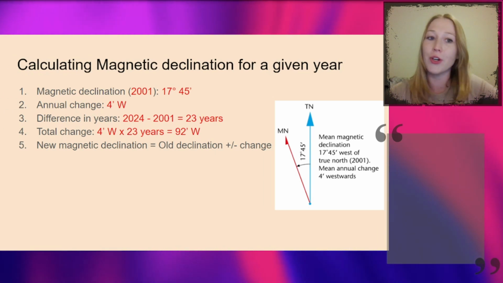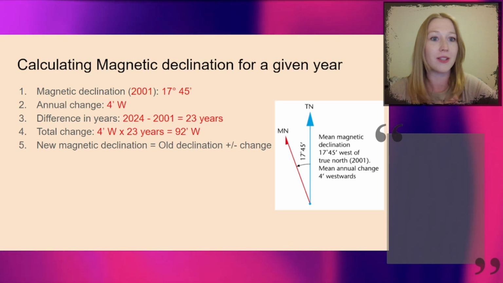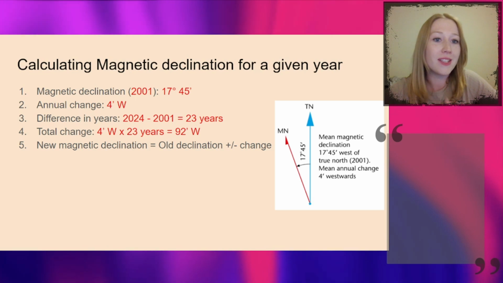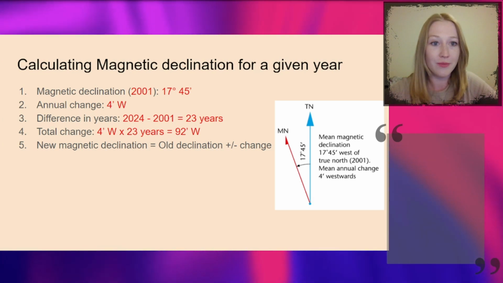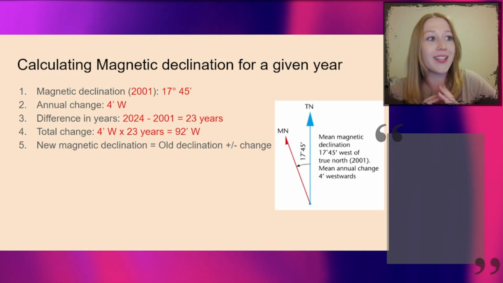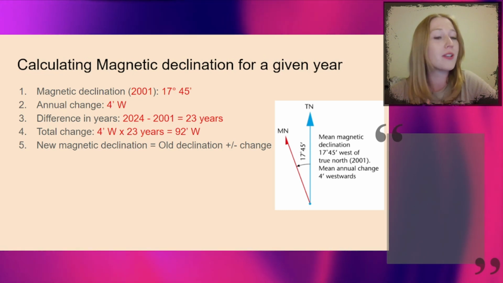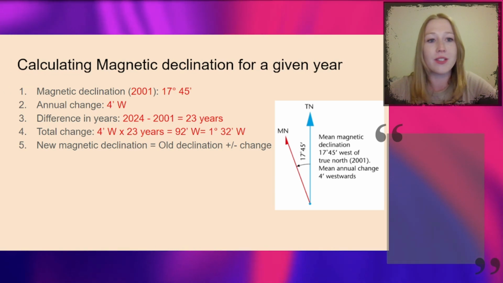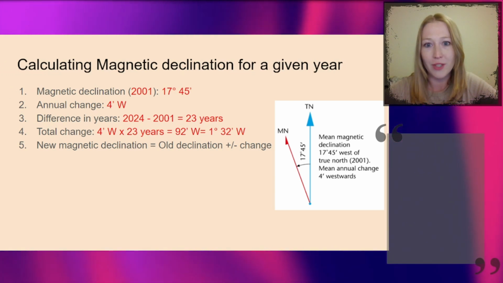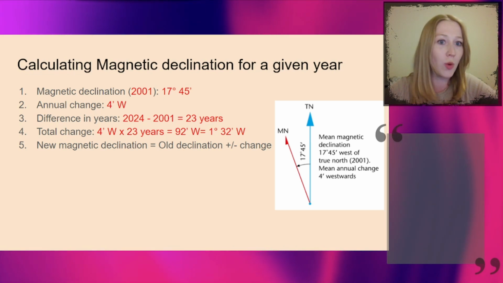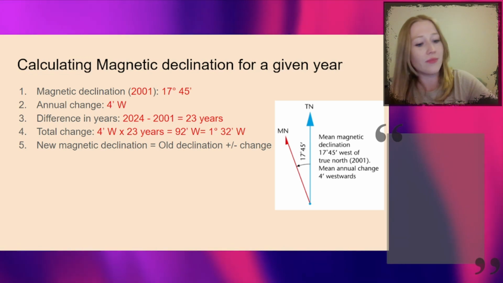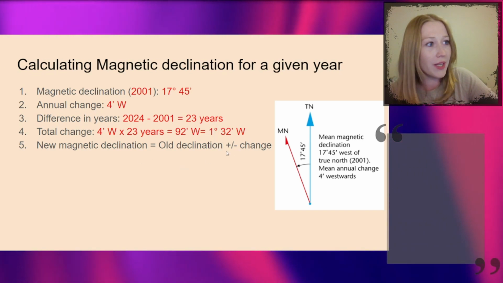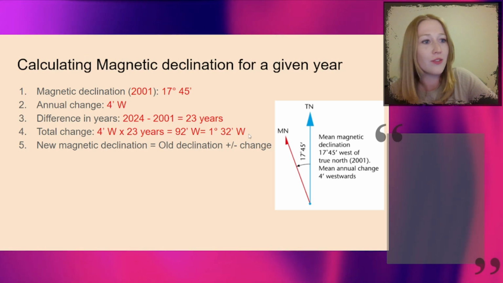Now I don't know if you guys remember this. I did this in a previous video, but there are 60 minutes in a degree. So if I see over here 92 minutes, I know that it's at least a degree. So it's 1 degree and 32 minutes. If you're not sure about that one, we can always go back to coordinates at a later stage. So the total change, it moved 1 degree and 32 minutes to the west.